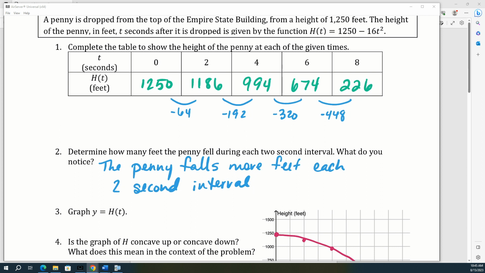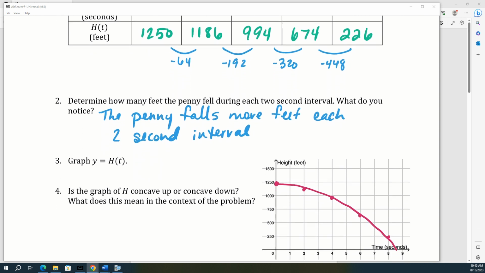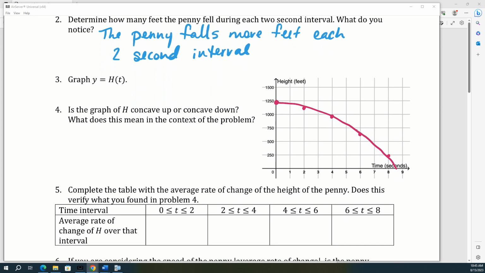And so, what did you guys notice about these distances? They're increasing. So each 2 second interval, the penny is falling more feet. All right, and then the graph is concave down. And so what do you know about the rates of change when a graph is concave down? Increasing or decreasing rates of change? Decreasing.